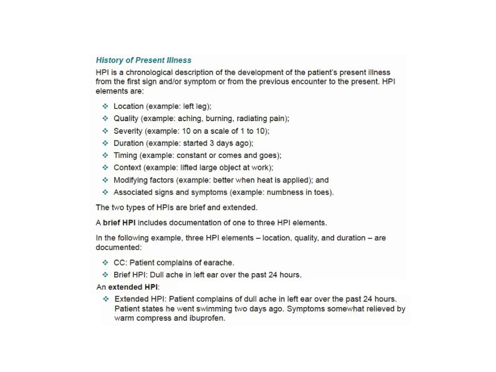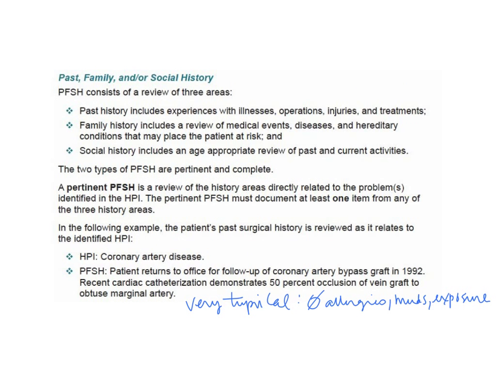So brief HPI is going to include 1 to 3 elements. So here, for instance, patient complains of headaches. It's a dull ache in the left ear over the past 24 hours. Versus an extended HPI, the patient is complaining of dull ache in the left ear over the past 24 hours. States he went swimming 2 days ago. Symptoms are somewhat relieved by warm compress and ibuprofen. You can see there the big difference in terms of how they documented the HPI and how they're including those different elements.